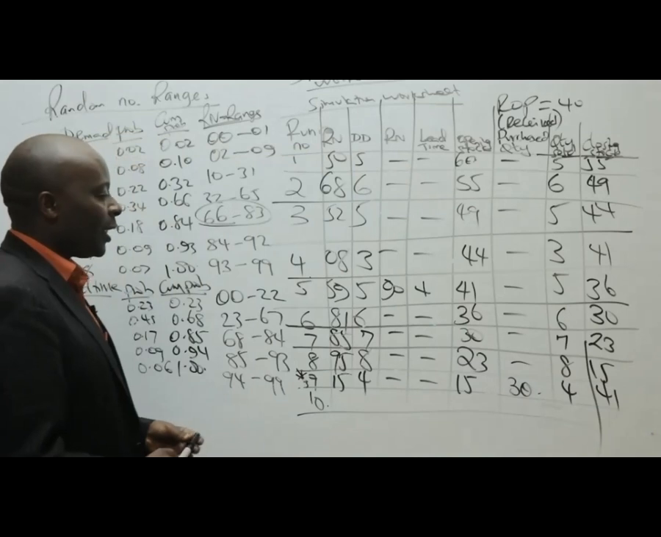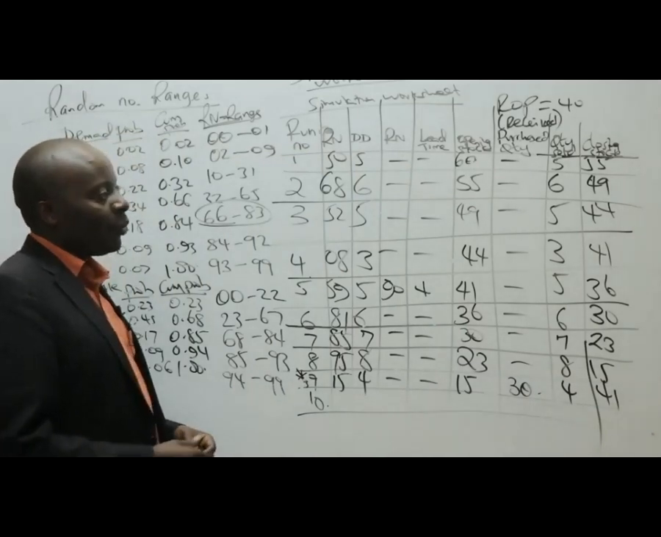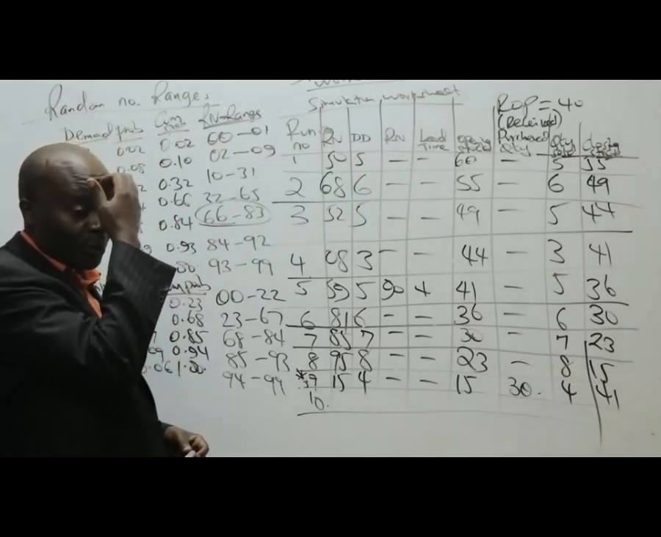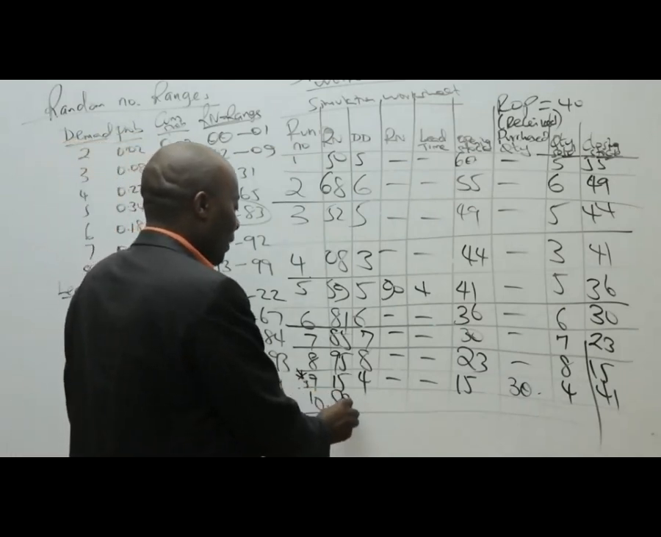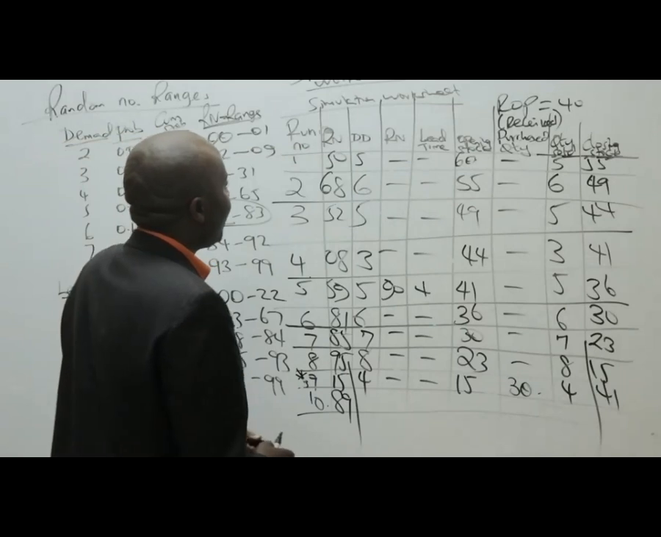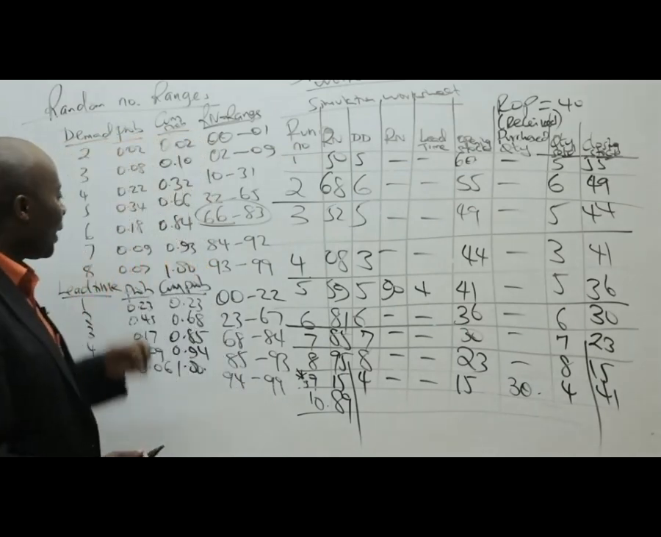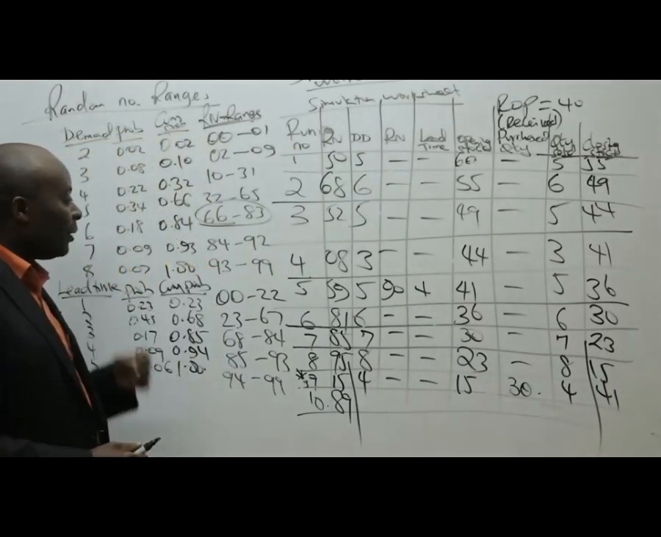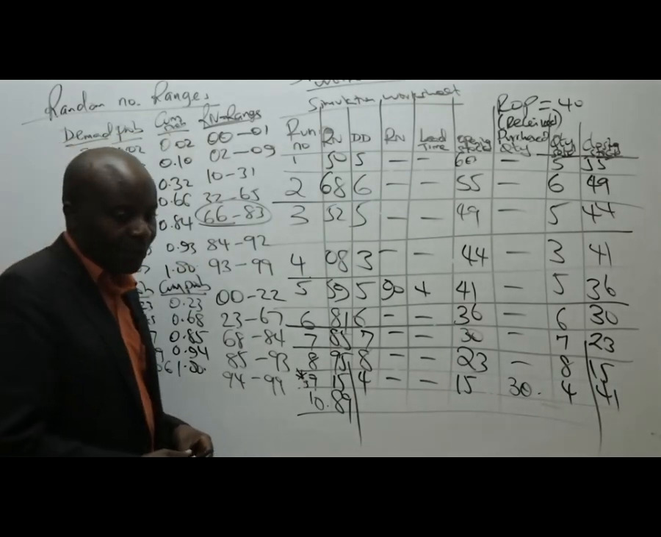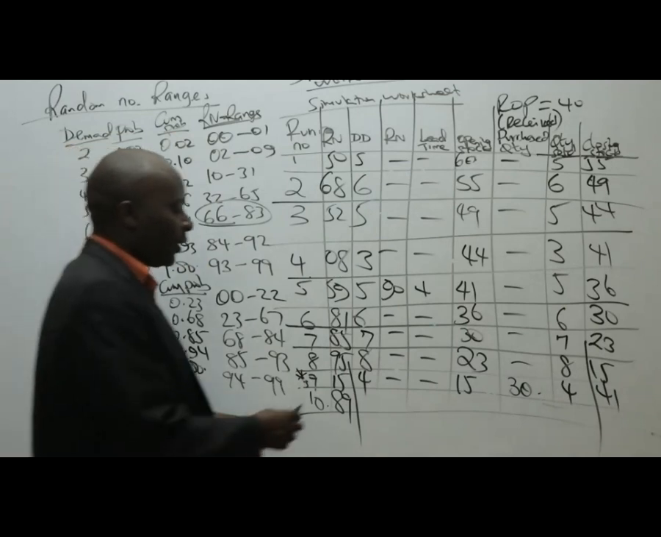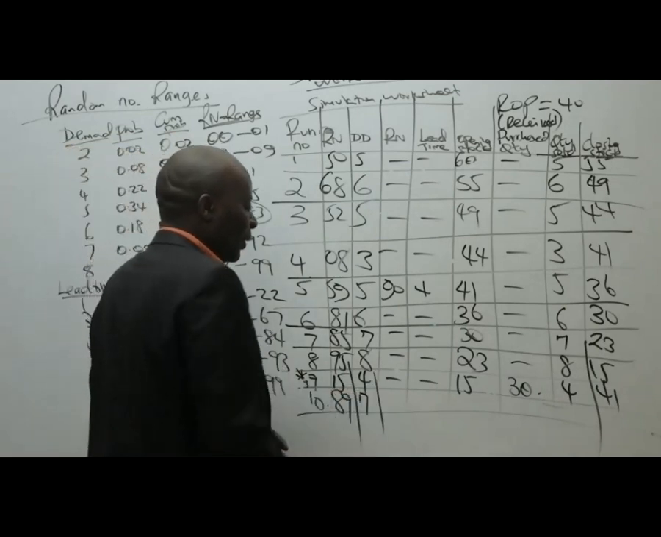Run number 10. Is there anybody who is able to see the next random number? 89, I'm being told. So 89, ladies and gentlemen. Please give me the demand corresponding to 89. What demand do we have there? 7. The demand we have there is 7.